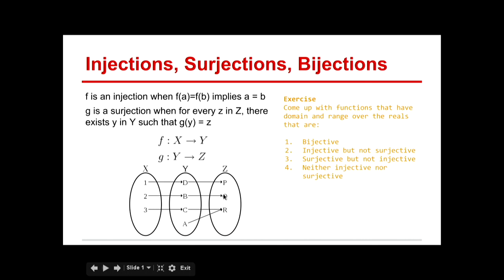As a quick exercise, come up with functions with domains and ranges that are both over the reals that satisfy the properties here. Any questions so far about this question?